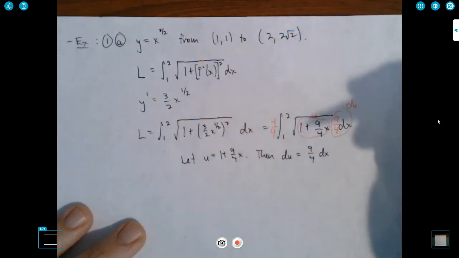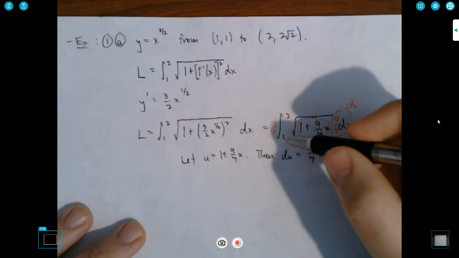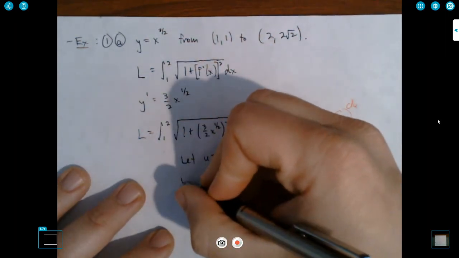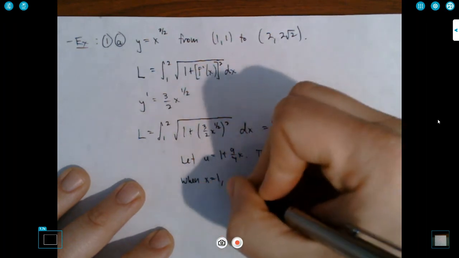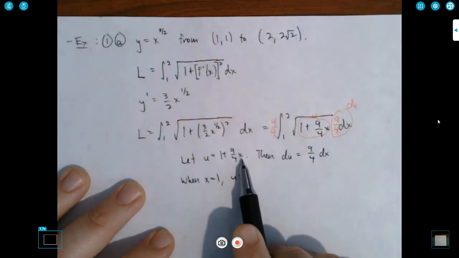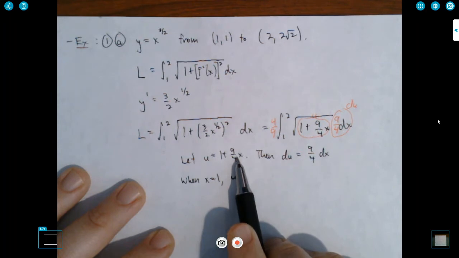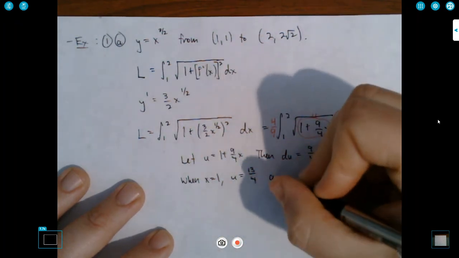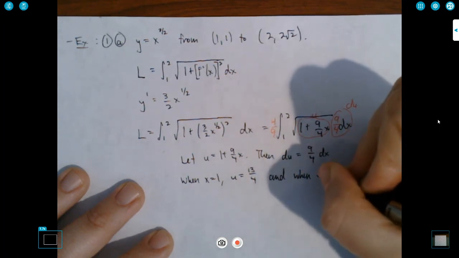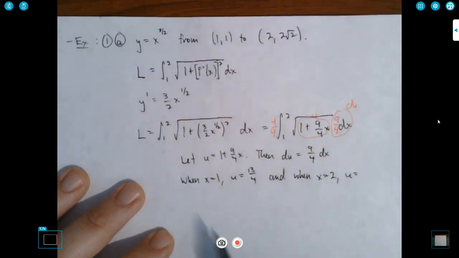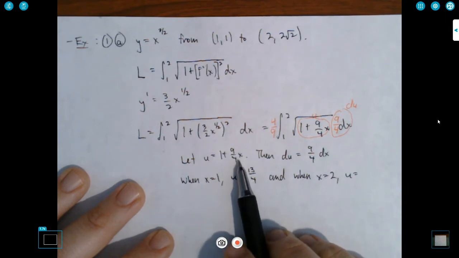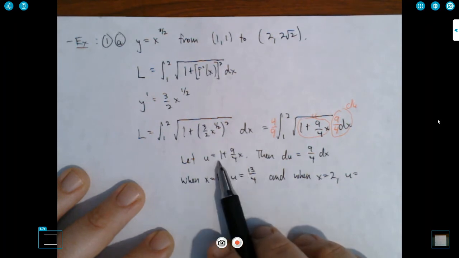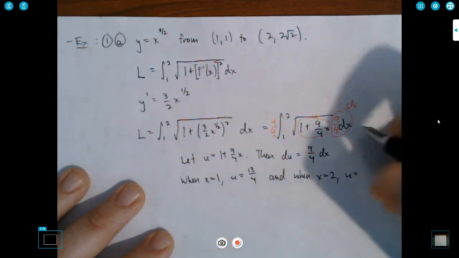Oh, maybe we should change our limits of integration too, right? So if x equals 1, u equals 1 plus 9/4, so that would be 4/4 plus 9/4, so 13/4. And when x equals 2, u would be 2 times 9/4 is 18/4, or 9/2, in other words. So 9/2 plus 1 would be 9/2 plus 2/2, so that's 11/2.